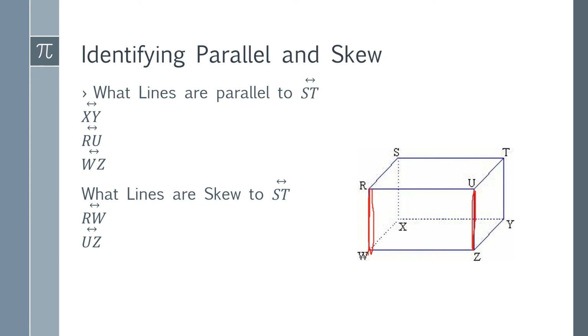But now we also have these lines right here. So WX and ZY. Those aren't going to intersect ST either. And they're not in the same plane as ST. Now they intersect a plane that ST is a member of, but they're not in the same plane with ST, and they don't intersect ST. So those are skew lines. Skew lines never intersect, but are in different planes.